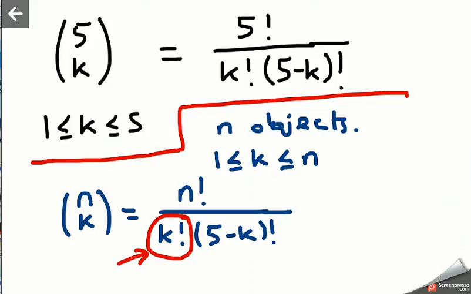On the bottom there, this 5 minus k factorial. Why the heck did I write 5 minus k? Sorry about that. That's n minus k.